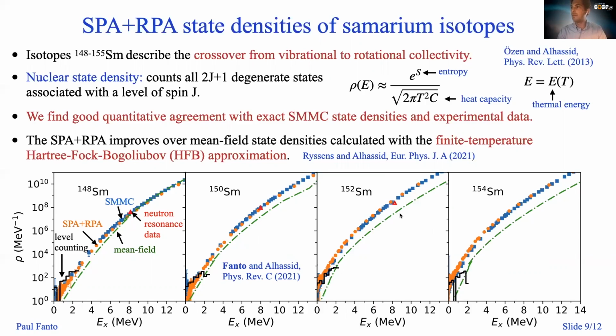The green dashed dotted lines show mean field state densities calculated with the finite temperature Hartree-Fock-Bogolubov or HFB approximation. And as the neutron number increases, we see that the SPA+RPA state densities become increasingly enhanced over the mean field state densities.